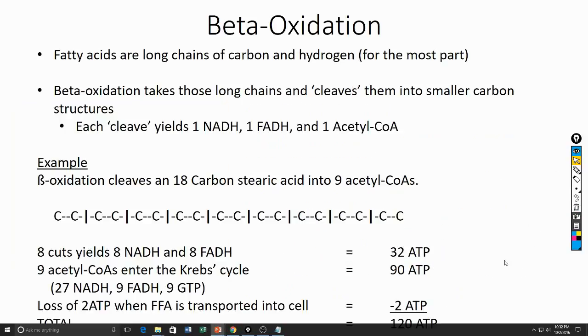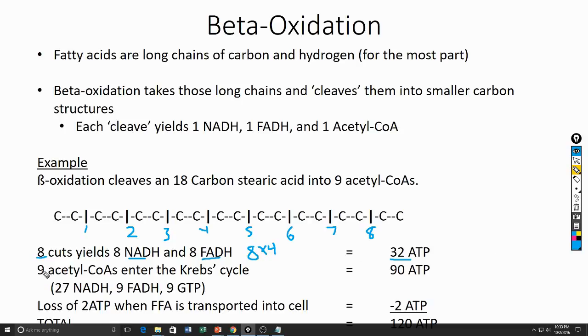But if we look at the energy yield of this, in this case we're going to take 18-carbon stearic acid, a very common fatty acid of the body. If we did that, we have 1, 2, 3, 4, 5, 6, 7, 8 cleavages, which gives us 8 NADHs and 8 FADHs. Combined, because 8 times 4, that yields 32 ATP.